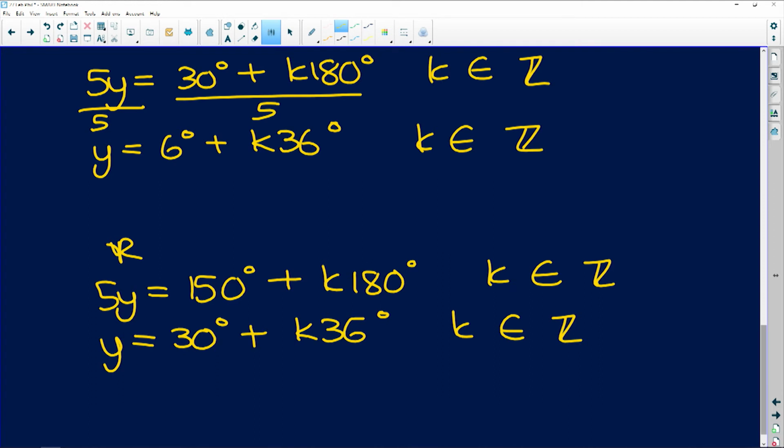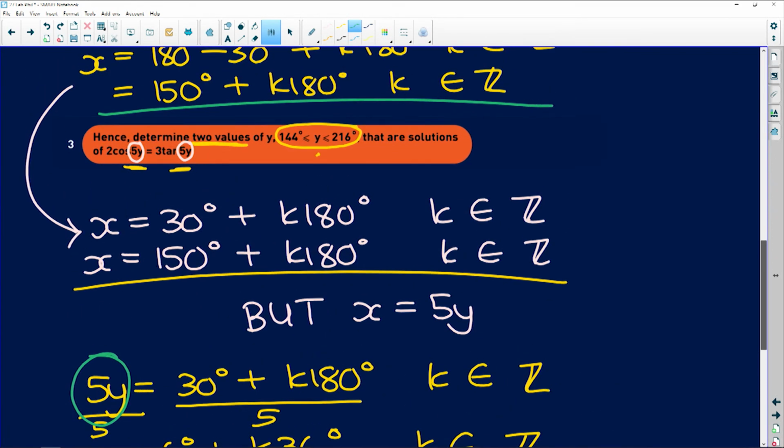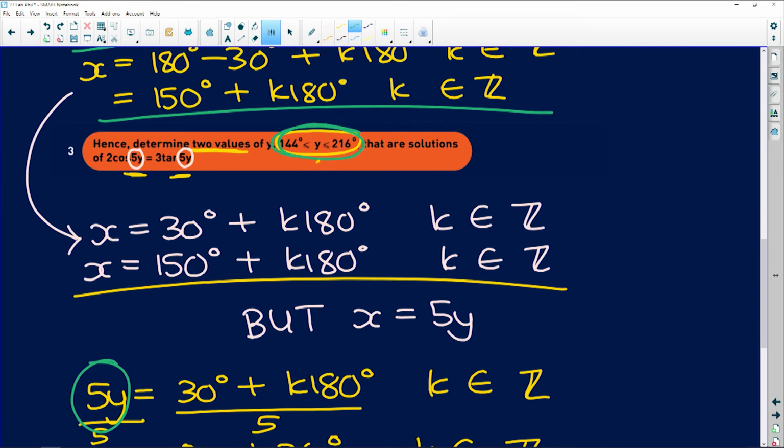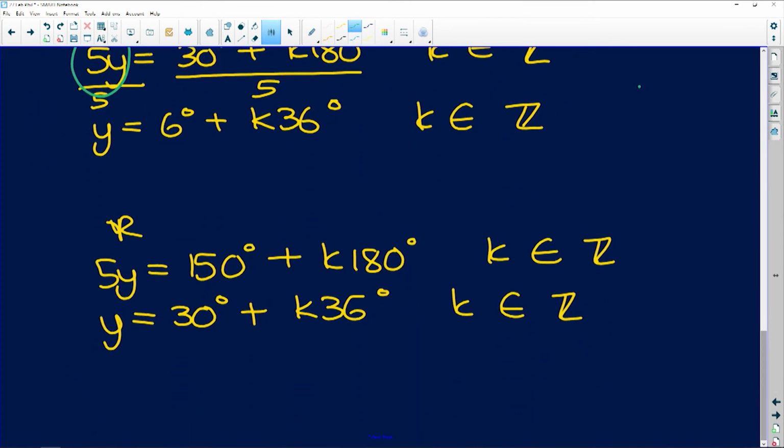So we have found the general solution when we substituted 5y in. But, guys, when they give you an interval, you have to find only the angles that lie in that interval. So between 144 and 216. Okay, that is our interval.